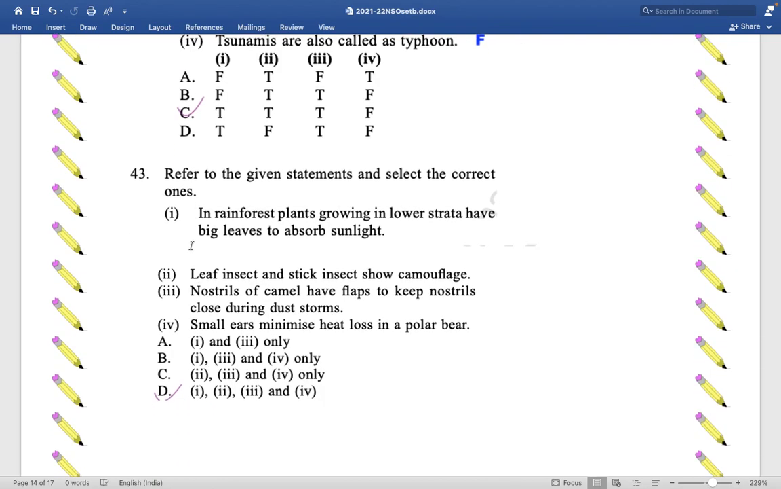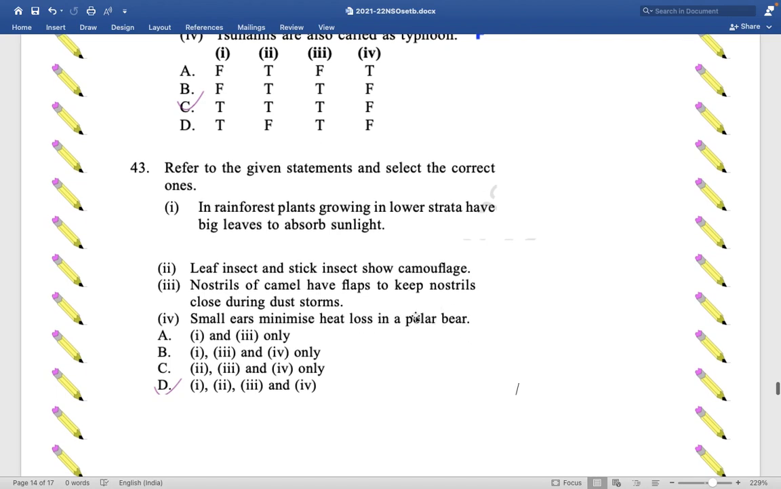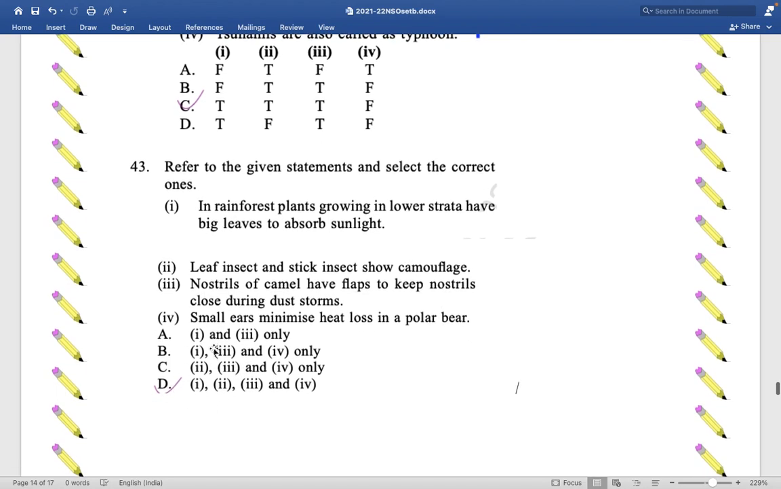In question 43, in rainforest, plants growing in lower strata have big leaves to absorb sunlight. This is true. Leaf insect and stick insect show camouflage. This is correct. Nostrils of camels have flaps to keep nostrils closed during dust storms. This is to stop the dust going inside the nose. So this is also correct. Small ears minimize heat loss in a polar bear. This is also true, so D is the correct answer. All of these statements are correct.